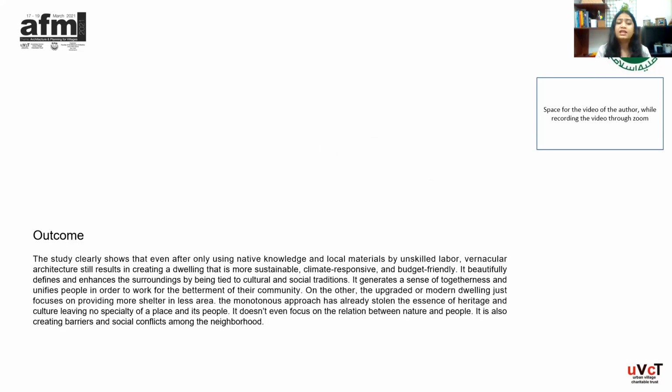Outcome. The study clearly shows that even using only native knowledge and local material by unskilled labor, vernacular architecture still results in creating a dwelling that is more sustainable, climate responsive, and budget friendly. It beautifully defines and enhances the surrounding by being tied to cultural and social traditions. It generates a sense of togetherness and unifies people in order to work for the betterment of their community.